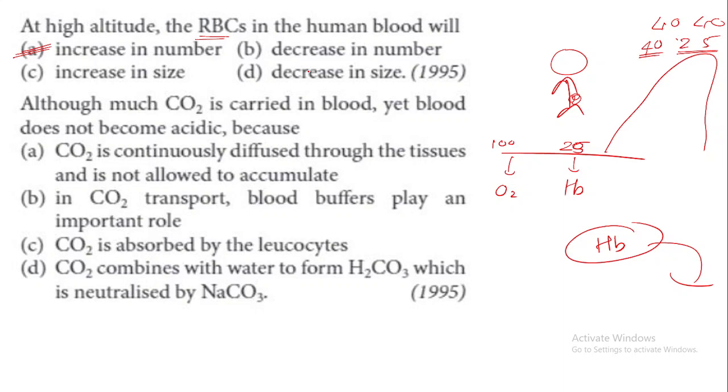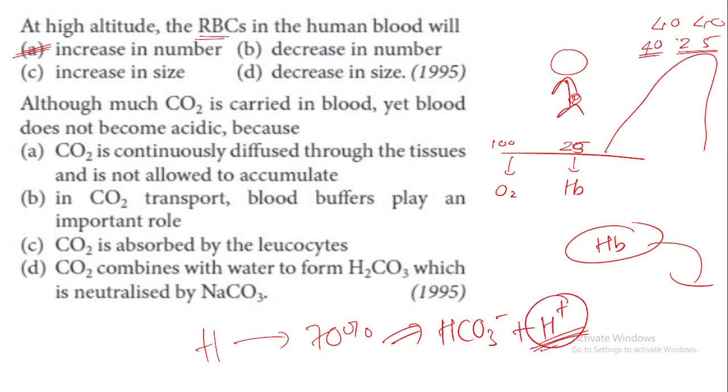They are asking here, although so much oxygen and carbon dioxide is carried in the blood, yet the blood does not become acidic. Why is it so? We know that 70% of carbon dioxide is transported in the form of bicarbonate ions, right? And when it is a bicarbonate ion, H plus ions are produced. So they are asking, don't you think the presence of H plus ions will make the blood acidic? The right option here is, the blood does not get acidic because CO2 is continuously diffused through the tissues and is not allowed to accumulate.